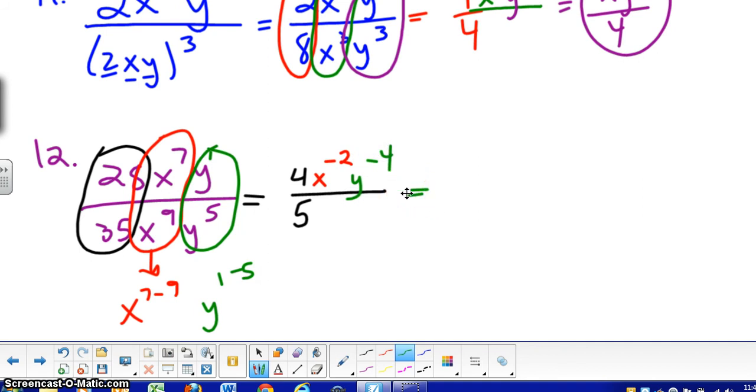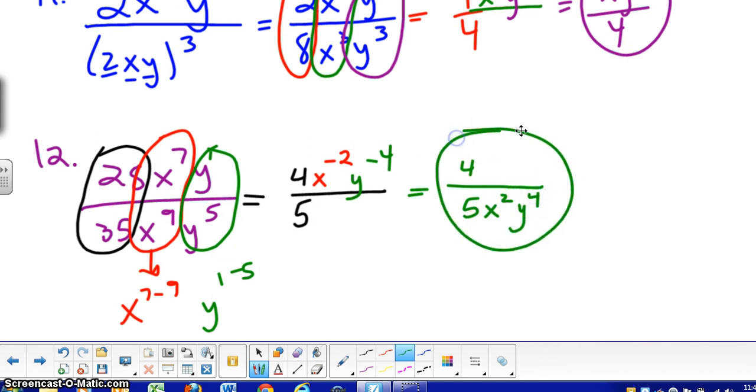Okay, so if we have no negative exponents, let's go ahead and just practice that as well. The x squared would be in the bottom, and the y to the 4th would also be in the bottom. And that concludes our lesson for today.